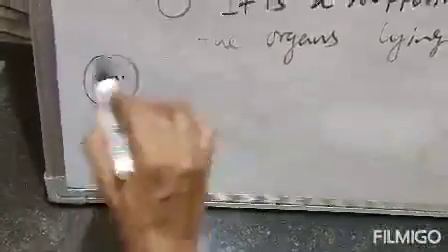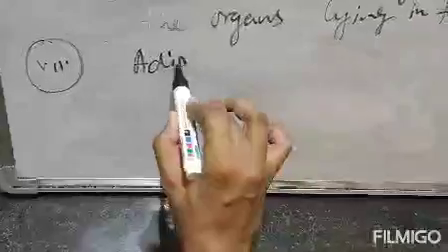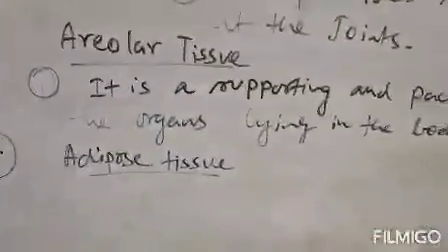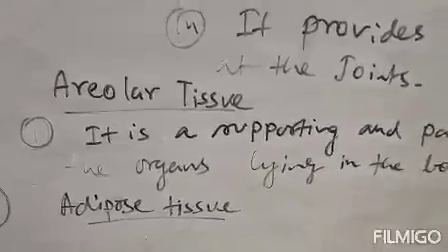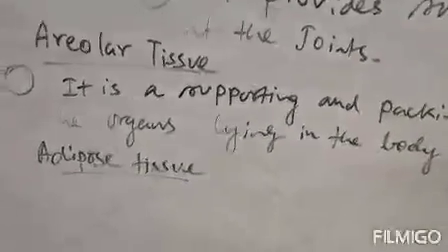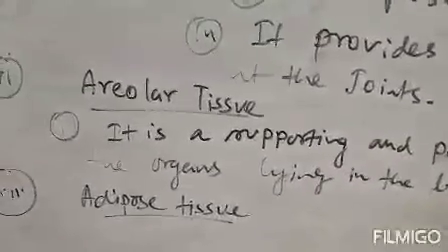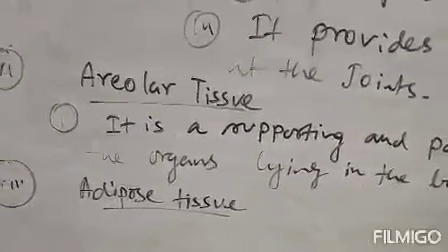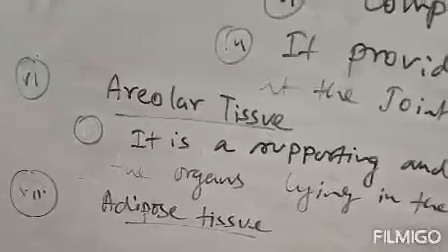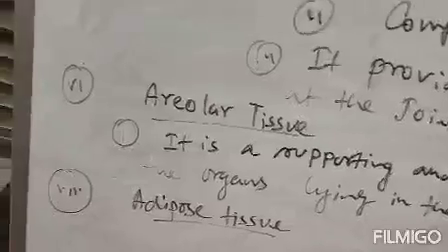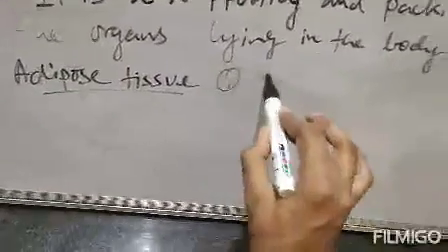The last connective tissue, the seventh, is adipose tissue. It serves as a fat reservoir. That means this tissue is composed of fat. It keeps organs in position and acts as an insulator due to the storage of fat. So as adipose tissue is composed of fat, it is known as a fat reservoir.